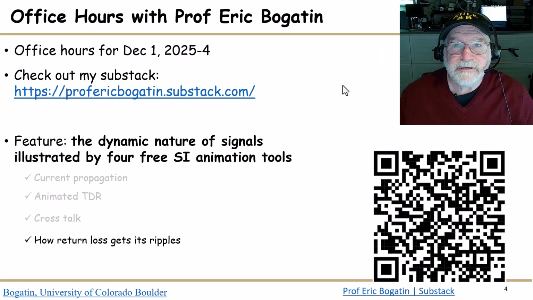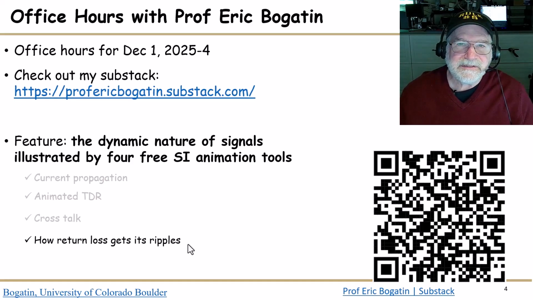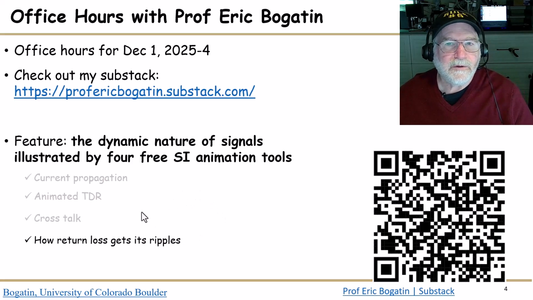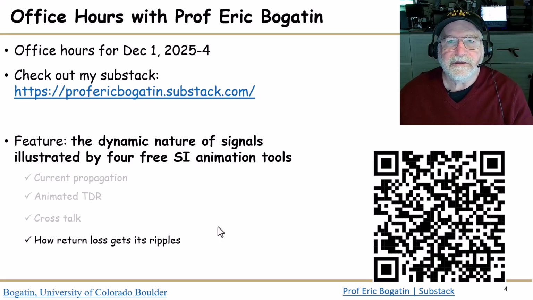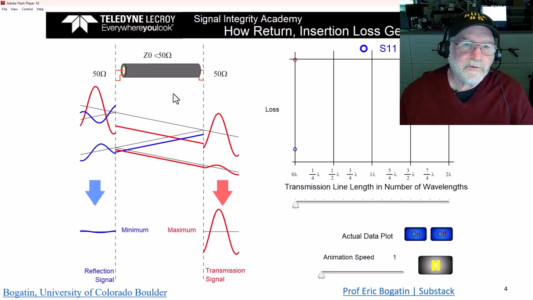The last animation tool I'm going to illustrate for you is about how return loss gets its ripples. This is a very subtle feature and yet really important and really common in the return loss when we look at the S parameters of virtually every interconnect. So the last animation tool, let's open it up, and I'm going to walk you through it very briefly so that you can then play with it and get a good feel for this idea of the creation of the ripples. So here is the tool, and it's really simple.